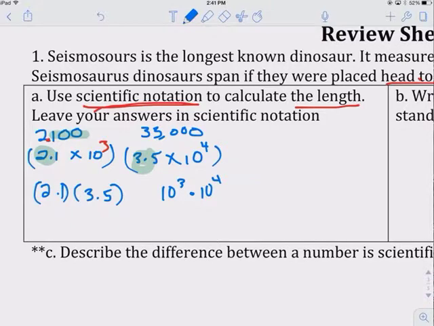Okay? Yes. I thought we would add the 3 and the 4. Yeah. Yes, we do. Why? Product rule of powers, correct? We can add the exponents when the bases are the same. So when you multiply this, what do you get? 2.1 times 3.5. Yes, Ella?